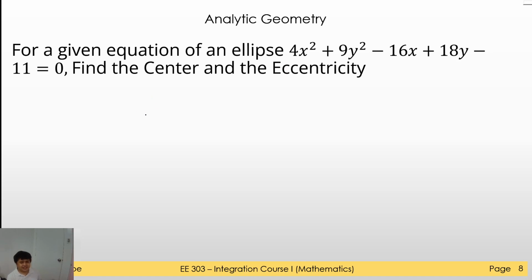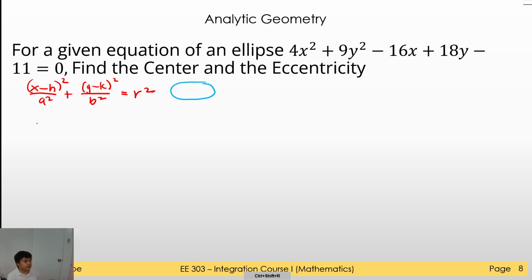To find the center and the eccentricity, we have to first remember what is the standard form of the ellipse. Again, we have two different ellipses. We have the horizontal and the vertical. I will do the horizontal first. For the horizontal ellipse, we have x minus h squared over a squared plus y minus k squared over b squared. Okay. And then equals r squared. So basically your ellipse will be like this, no?